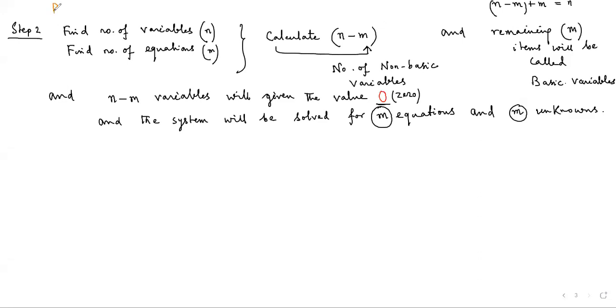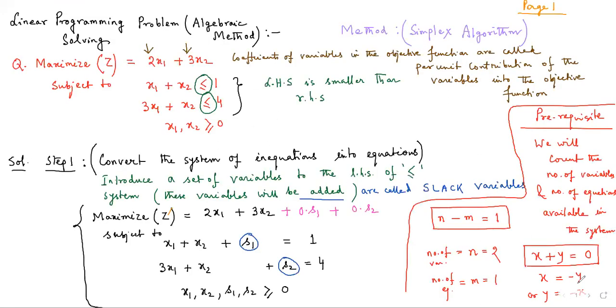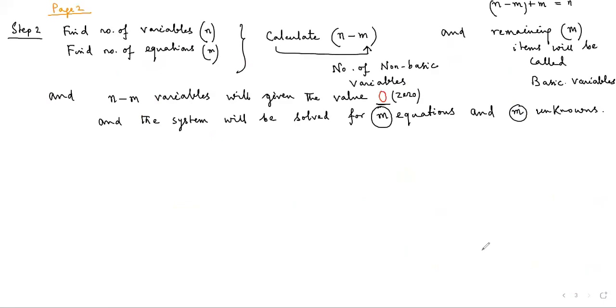This is page 2. I will do something else over here in this page. Don't worry. So you just look at this particular system of equations. How many variables are there in this system now?